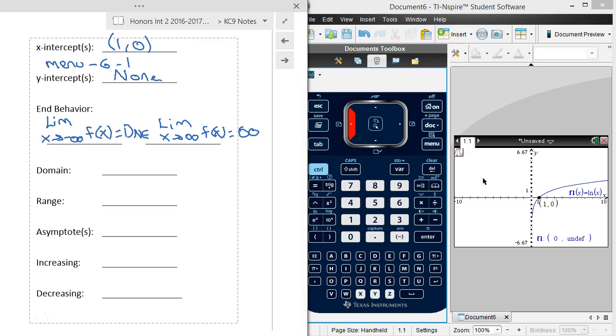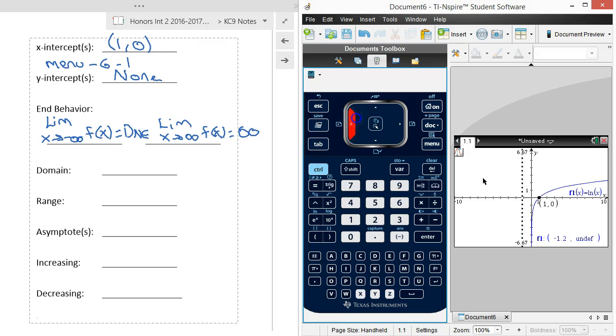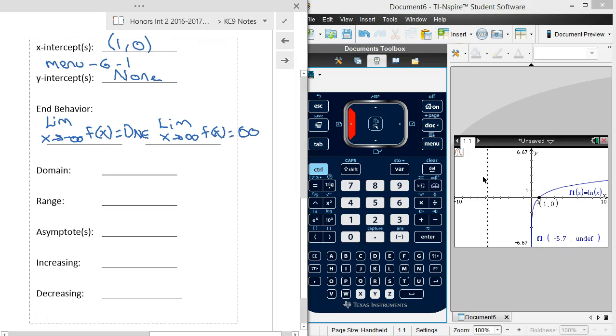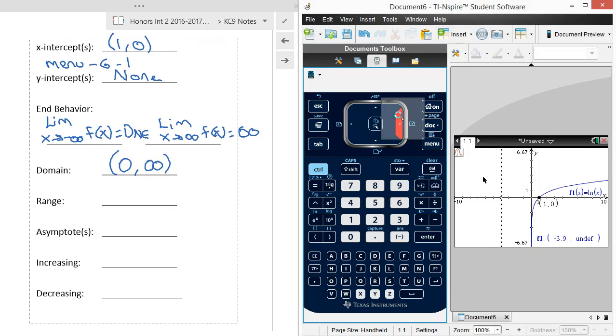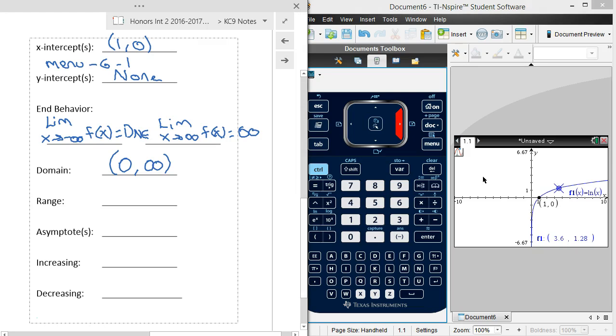Alright, for the domain, again, this one's a little bit different as well. It doesn't go over here. If I trace this, there's nothing on this side of my graph. So this one starts at 0, but it will continue on forever. As I move right, I will have stuff. As I go right, it will have values. The range, now the range goes down forever. There's no stopping point going down or up. So my range is negative infinity to infinity.